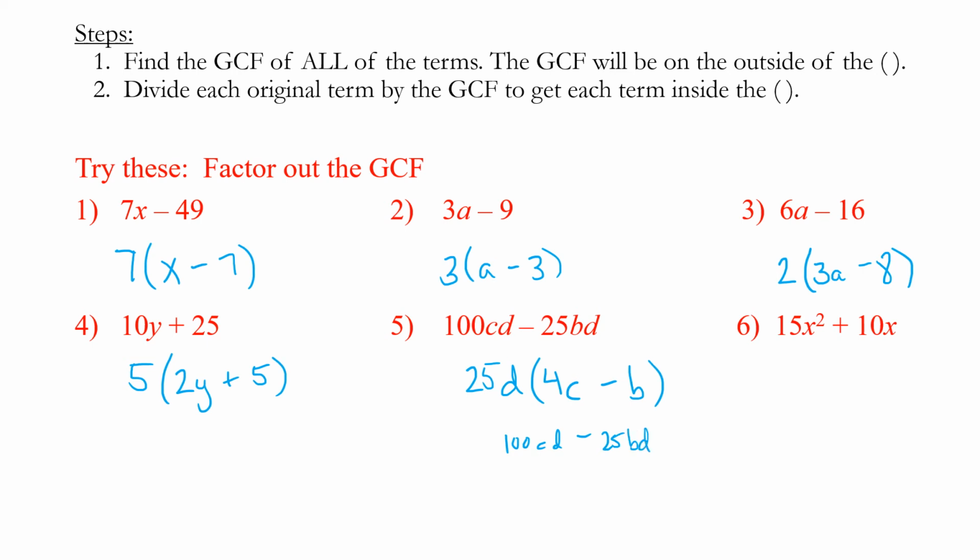Now taking a look at number 6, 15x squared plus 10x. I notice they both divide by a 5, but they also both have an x, so they divide by a 5x each. And now 15x squared divided by 5x: 15 divided by 5 is 3, and x squared divided by x is x. And now 10x divided by 5x: 10 divided by 5 is 2, and x divided by x is 1, so they go away.